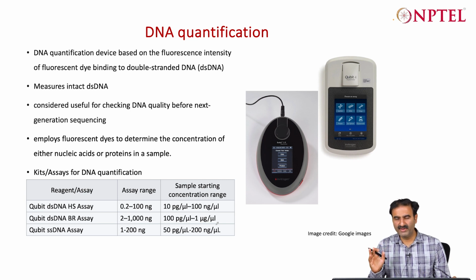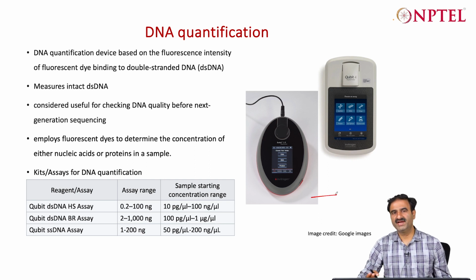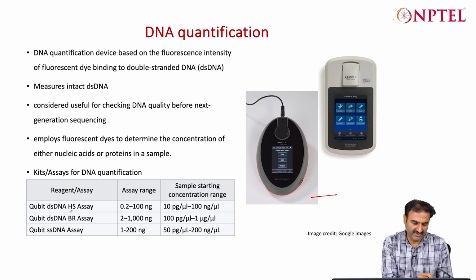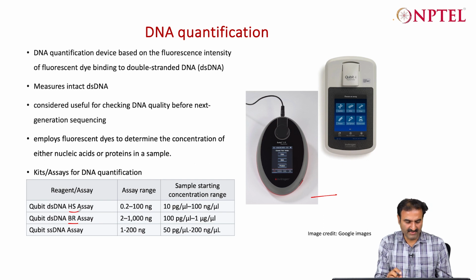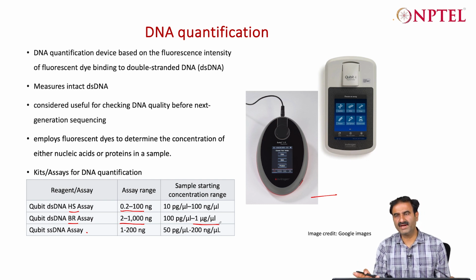For that, Qubit is one of the instruments to quantify the DNA, and also the NanoDrop. There are high sensitivity and broad range kits available, and also for single stranded DNA. The high sensitivity kit can measure 0.2 to 100 nanograms of DNA concentration, which is very little, and the broad range kit from 2 to 1000 nanograms, so up to 1 microgram it can assess. These things matter, because sometimes the DNA could be in plenty and sometimes it could be scarce, so you should use the appropriate kit.